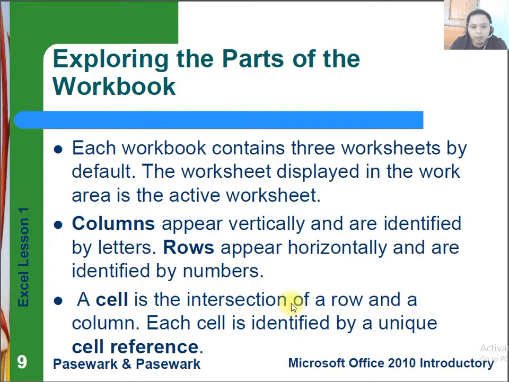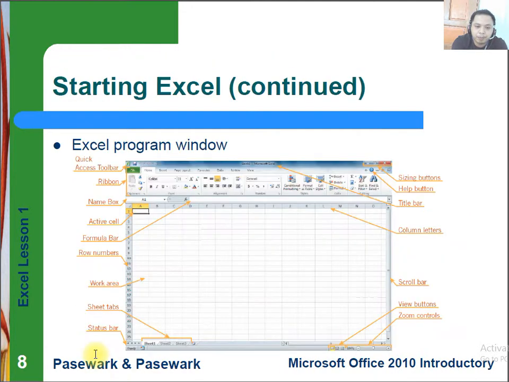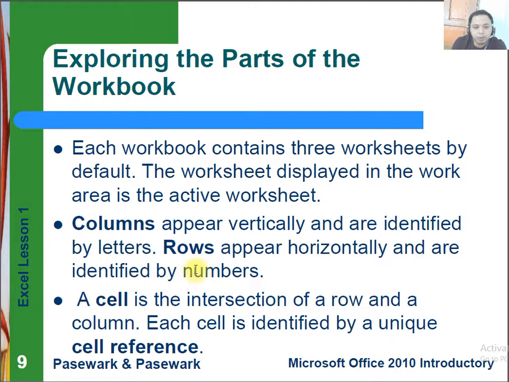Okay. How about yung rows? Rows naman appear horizontally and are identified by numbers. So, yung row naman, okay, is horizontally naman siya. Horizontal. Or yung nakahiga. Yan. And yung pangalan niya is numbers naman. Okay? Example, row 5. Ito yan, row 5. Itong buong to. Yan. Hanggang doon sa pinakadulo. Ang tawag dyan is row 5. Okay. So, yan yung rows.